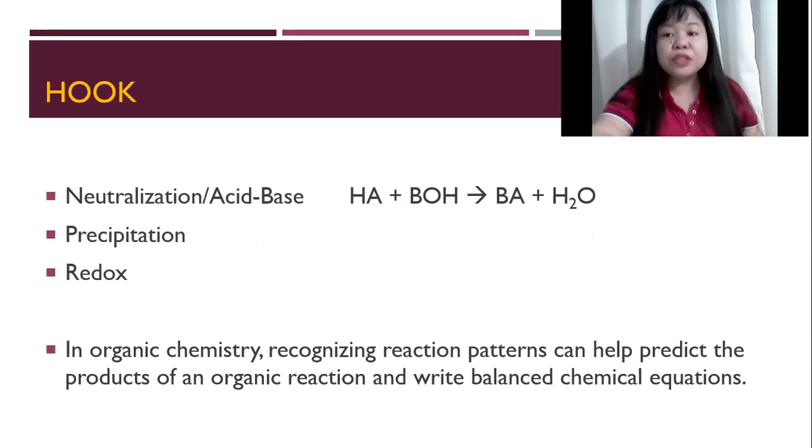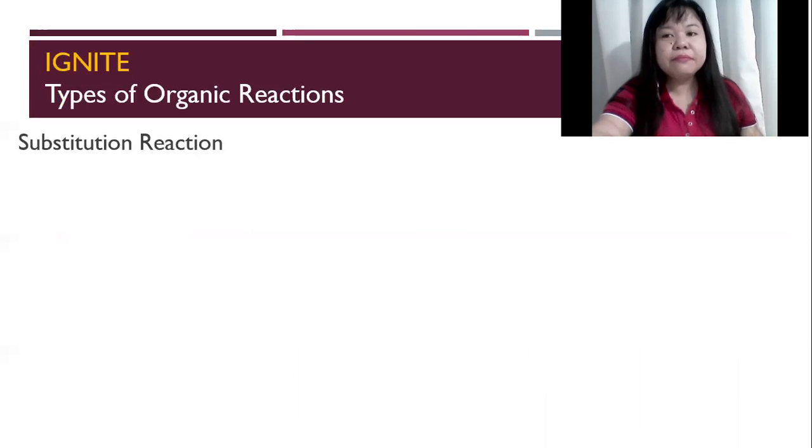So in organic chemistry, similarly, recognizing reaction patterns can help us predict the products of an organic reaction and also to write balanced chemical equations. So without further ado, we will proceed to the Ignite section, where we will be discussing the different types of organic reactions. First, we have the substitution reaction.